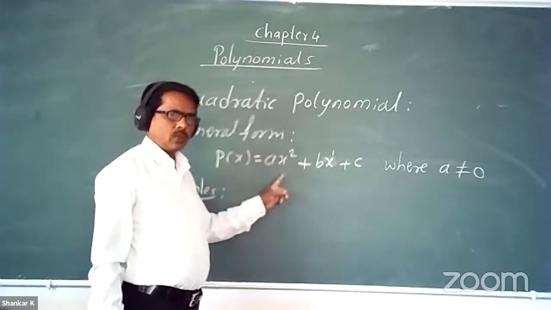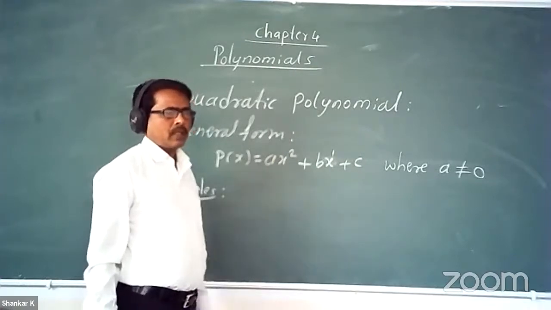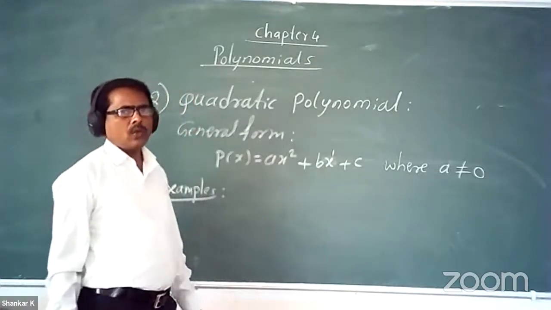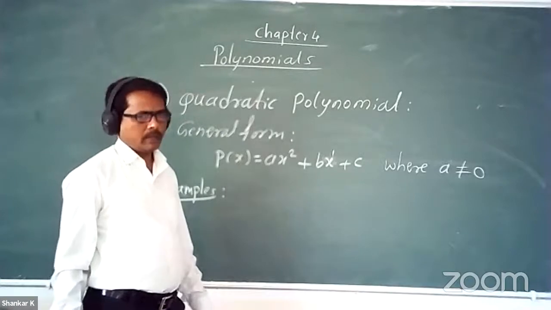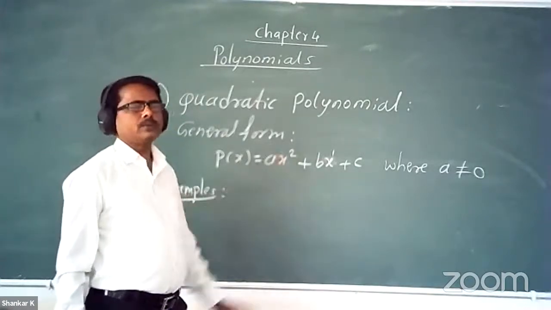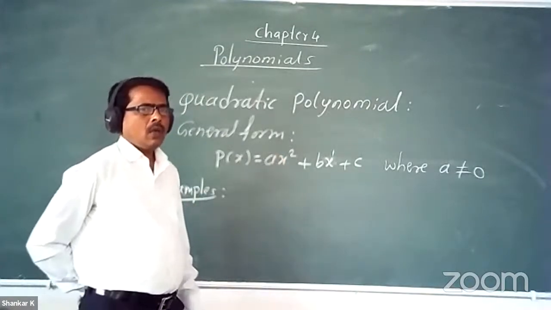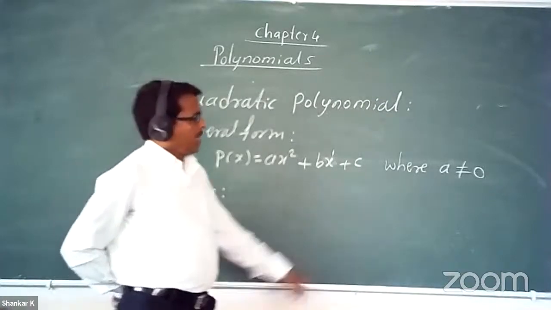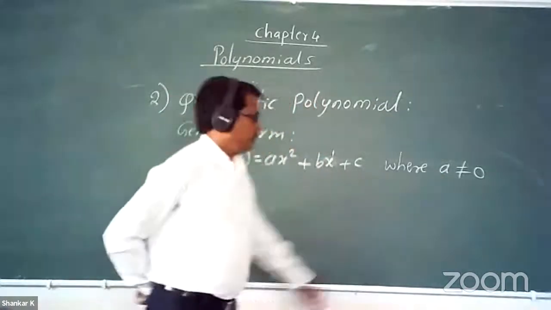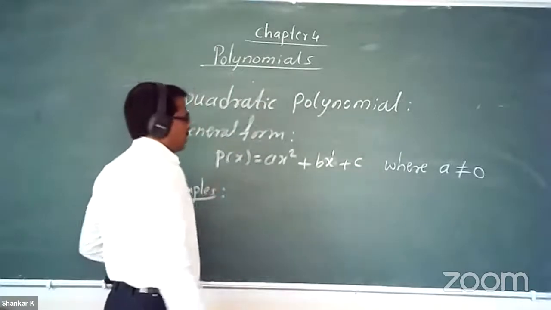If the polynomial is of degree 2, then it is called a quadratic polynomial. Polynomials of degree 2 are called quadratic polynomials. Degree should be 2. Then it is a quadratic polynomial. Why should a not be 0? If a is 0, what happens?